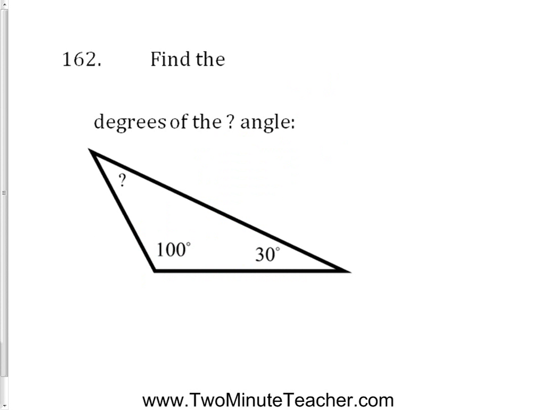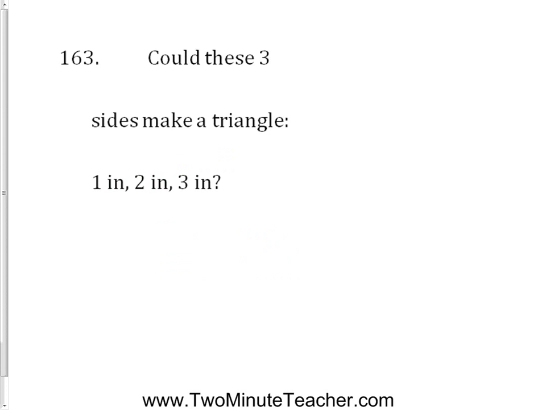Let's move on. Find the degrees of the question mark angle. Well, this is just trying to get at the three angles in a triangle always add up to 180. That's the point here. And it's always true for any triangle, not just right triangles. They'll add up to 180. So that one would have to be 50. Otherwise, it wouldn't add up to 180. So this one must be 50 degrees. That's all there is to that.